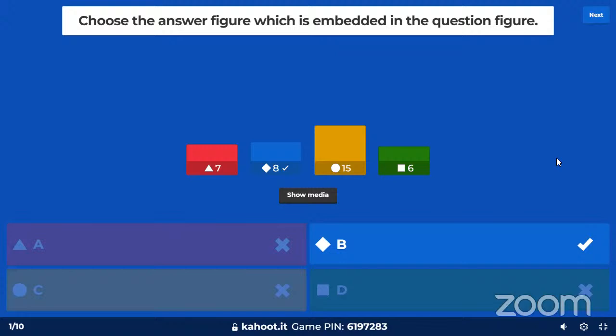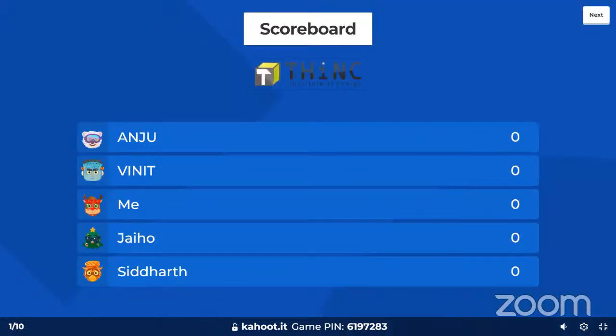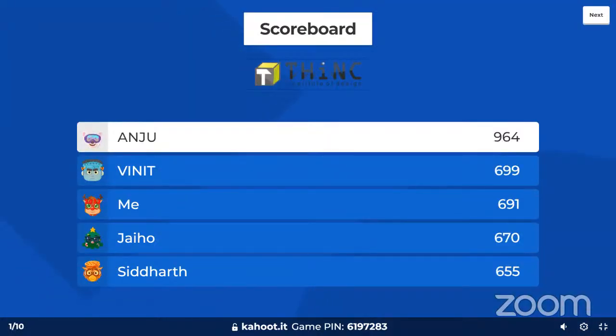8 among you have answered it correctly. This is the first scoreboard of the game, and here it is. Anju tops the table with 964 points. Vineet is on second, me on third, Jaiho on fourth, and Siddharth on fifth position. So the scoreboard is open, with Anju, Vineet, me, Jaiho, and Siddharth on the table.